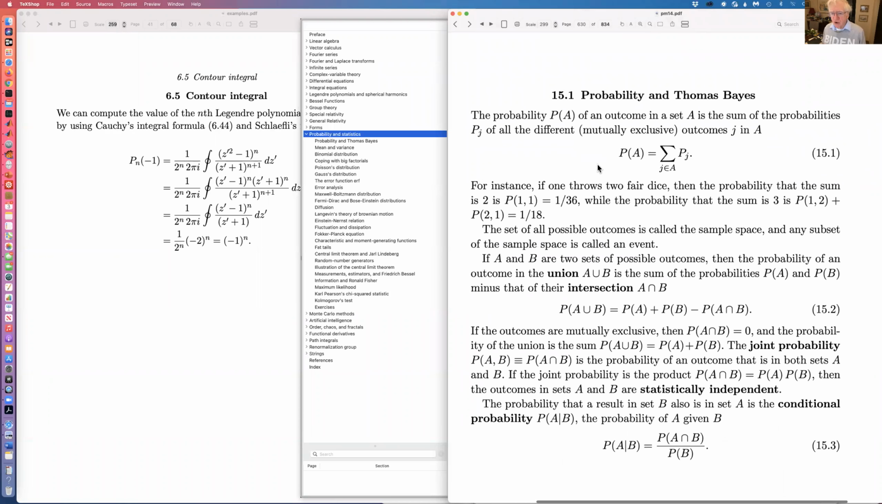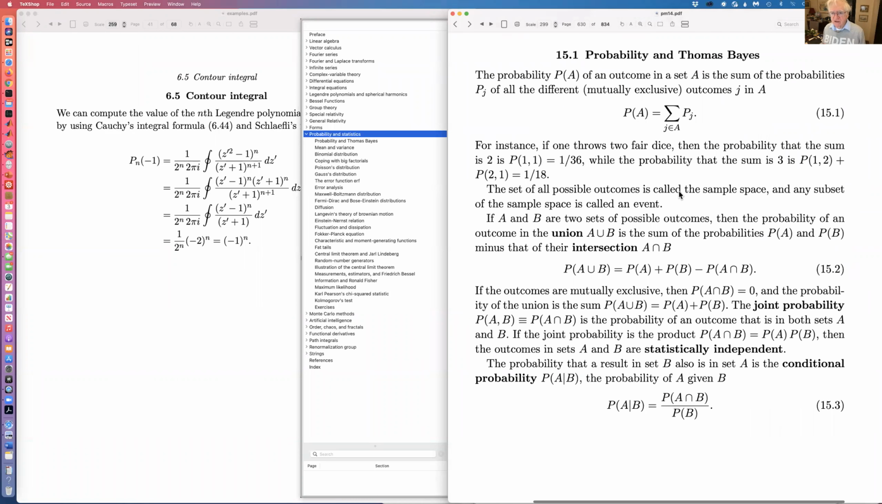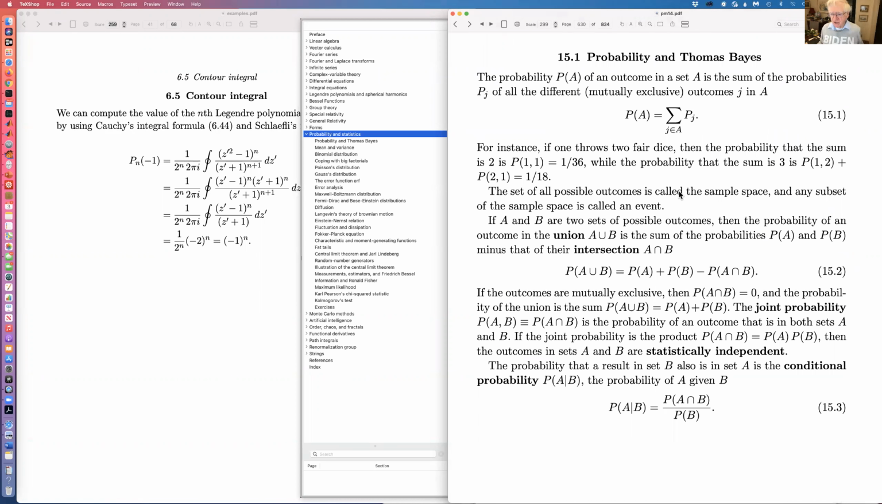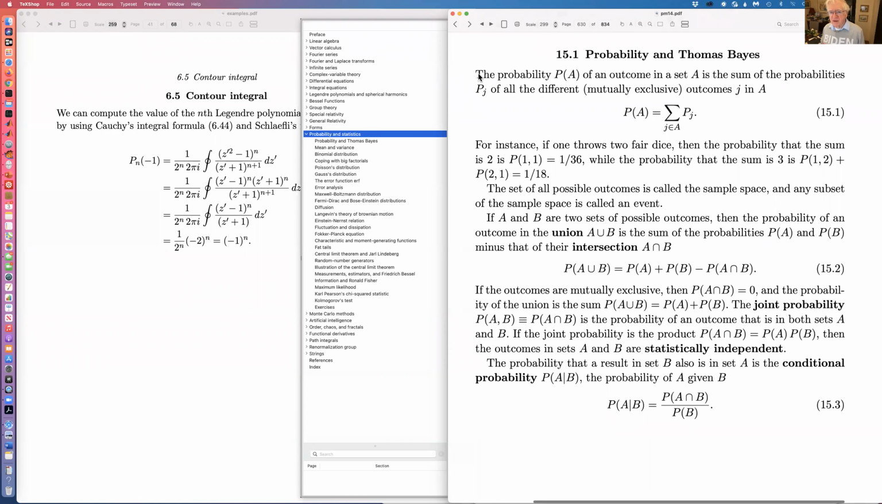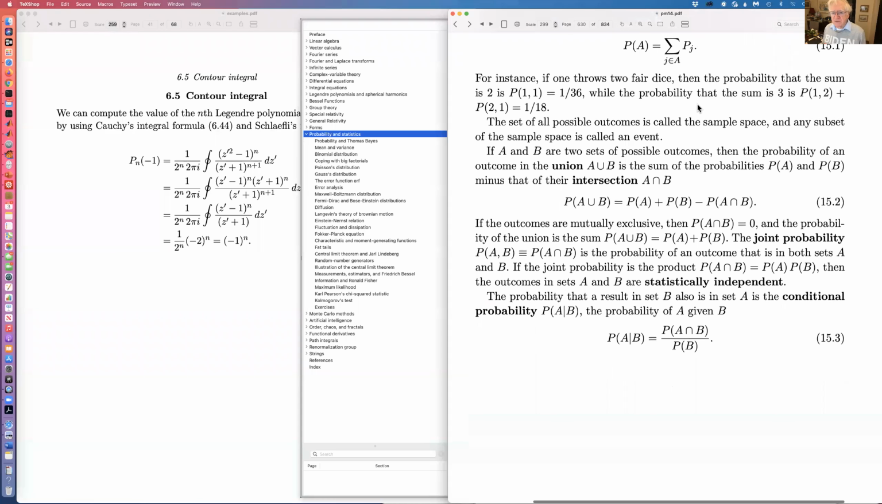Well, you sort of know all this. Some of it you know, but some of it's actually quite amusing. So let me just suggest this. The probability of an outcome being in some set A of possible outcomes is the sum of the individual probabilities. These are, of course, mutually exclusive outcomes. The set of outcomes is called A, and the probability of an outcome in the set A is then the sum of the individual ones.